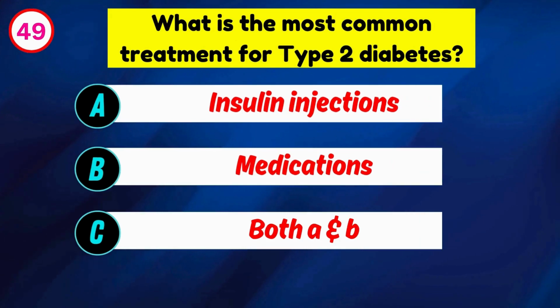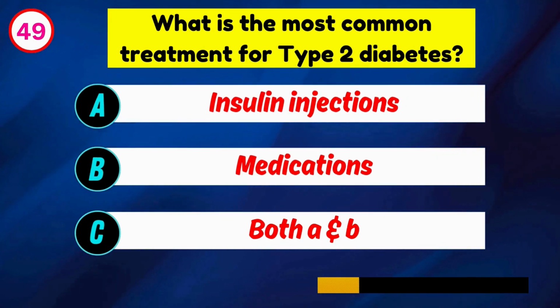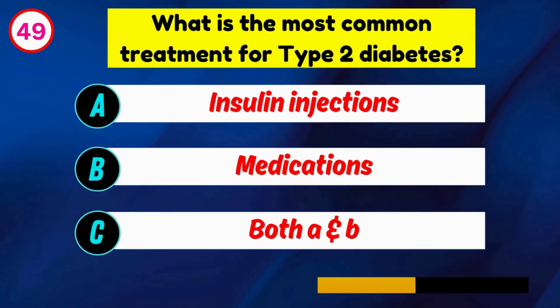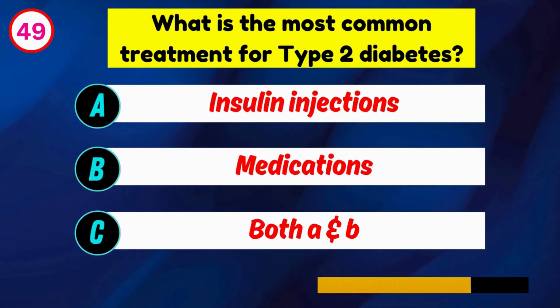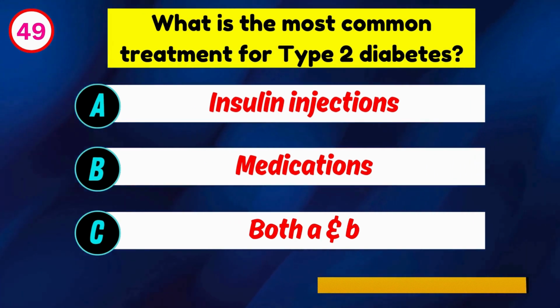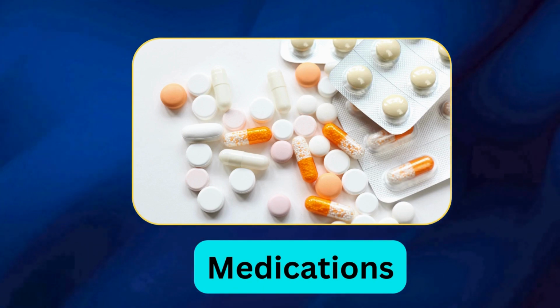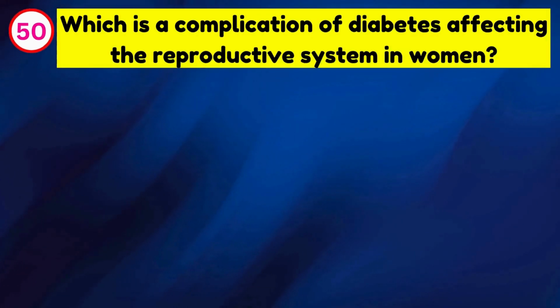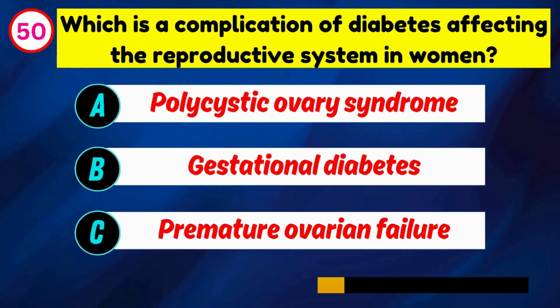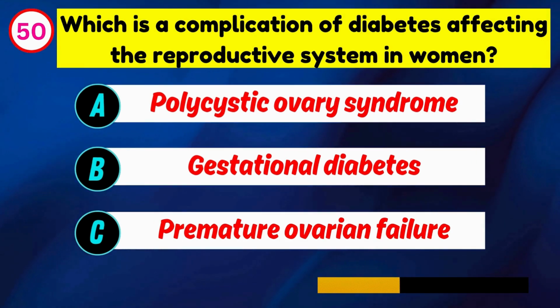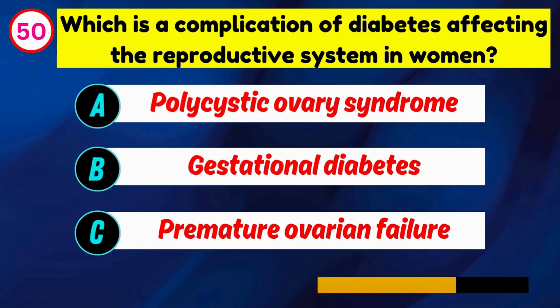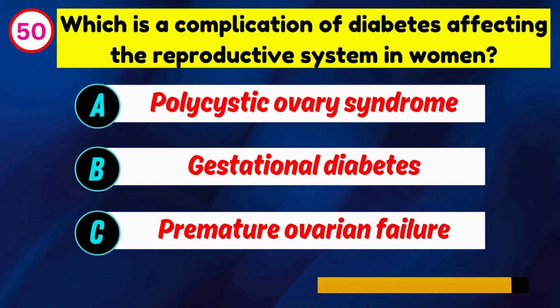What is the most common treatment for type 2 diabetes? Insulin injections, medications, both A and B. Medications. Which is a complication of diabetes affecting the reproductive system in women? Polycystic ovary syndrome, gestational diabetes, premature ovarian failure.